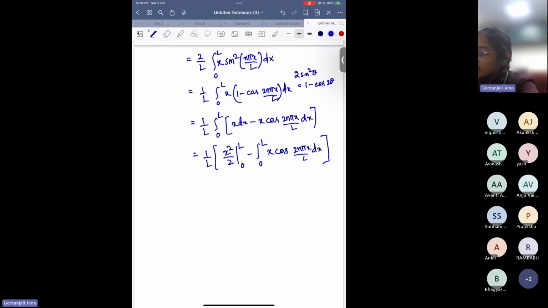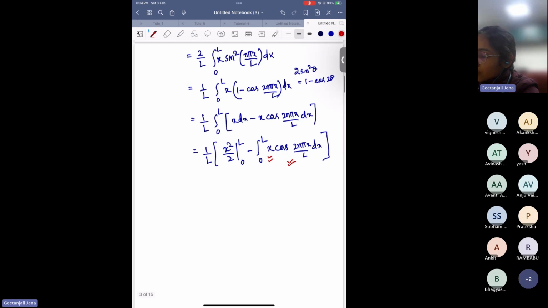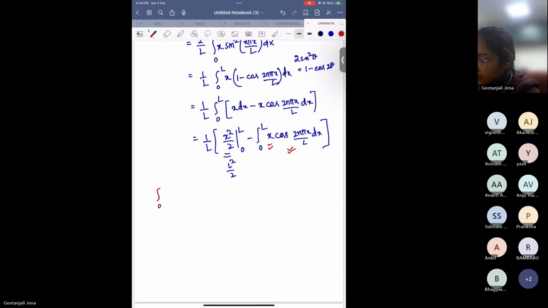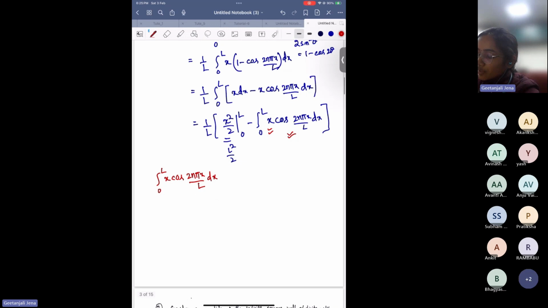Here you can see there are two functions. One is x, the other one is a cos function. So the first term will give L square by 2. But to calculate the second term, you have to solve it through integration by parts. Does anyone know about the integration by parts rule?